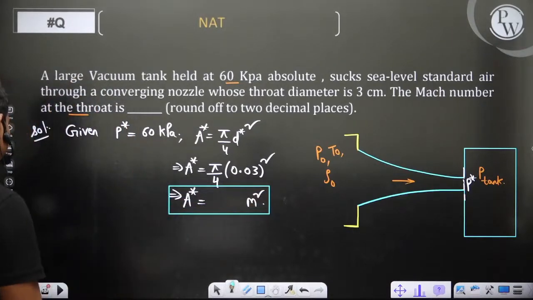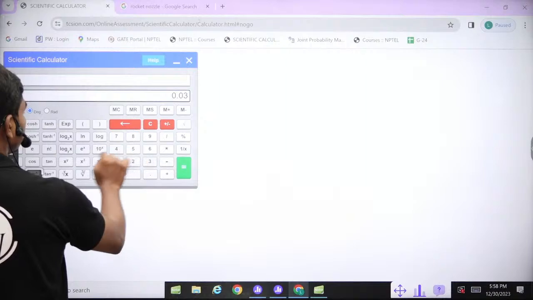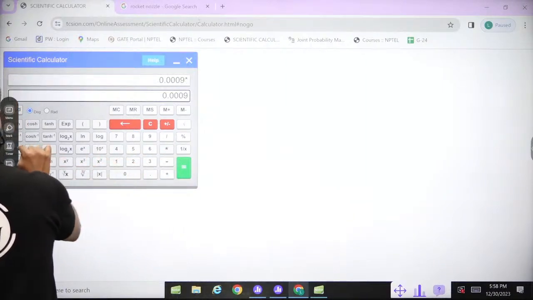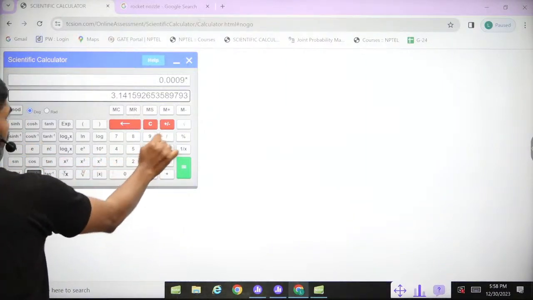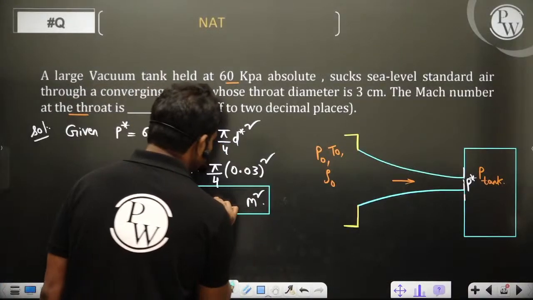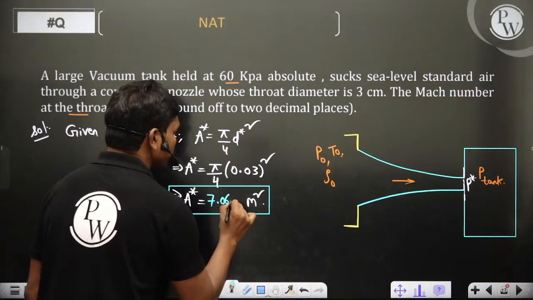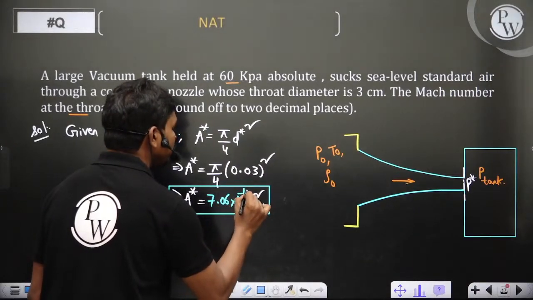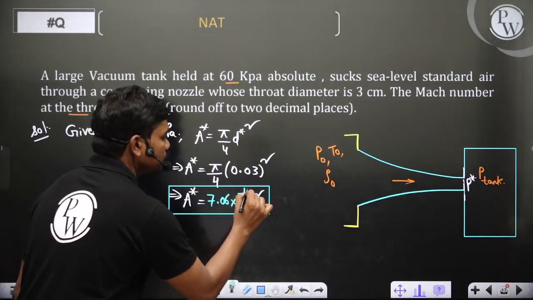So pi by 4 into 0.03 whole square. Pi by 4 into 0.03 square gives 7.06 into 10 to the power minus 4 meter square.